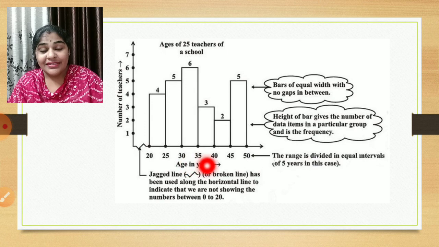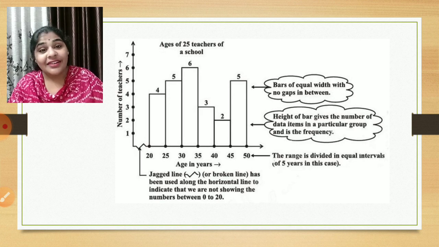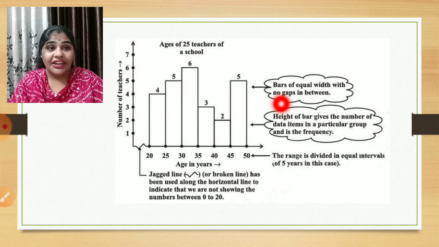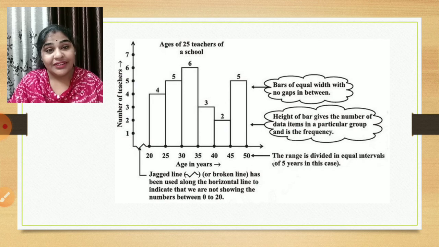In this example, it is 5. The gap is 5, the range is 5. In the previous one, the range was 10. So this is the difference. Next, the height of a bar gives the number of data or items in a particular group, and that is the frequency, which I have already told you. On the y-axis, we are taking frequency, right?